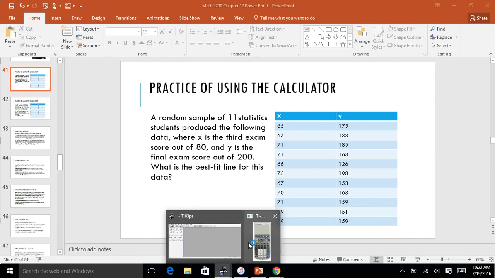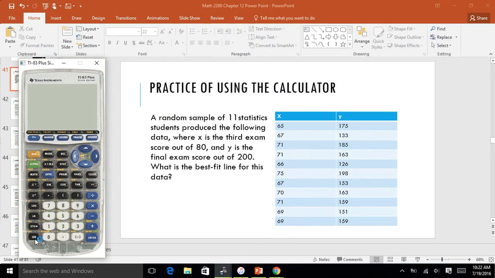So what it wants me to do is make the best fit line for this data. Let me bring my calculator up. All right, so I'm going to turn it on. If you can see here, I went to Stat, Edit, and I put all my values in there. If you scroll down, you'll see that I put all 11 in there. Remember, each X has to have a corresponding Y. If not, it will not run this.